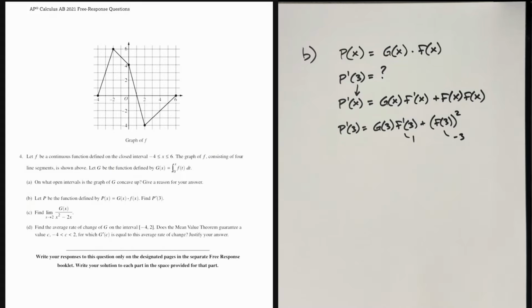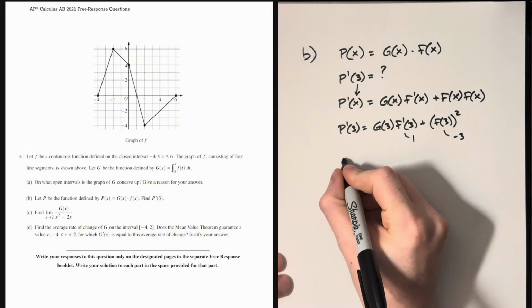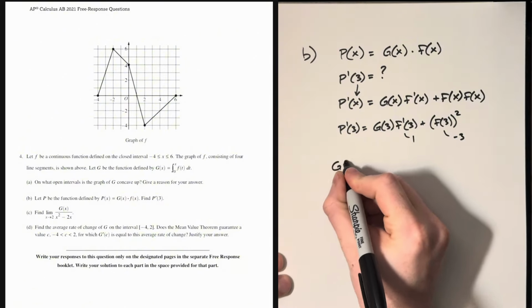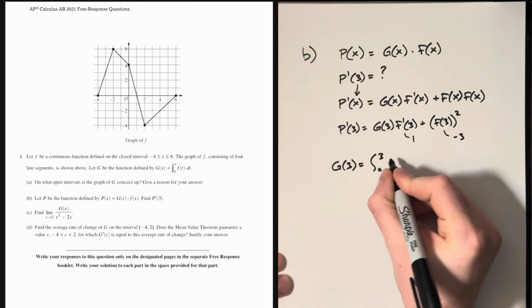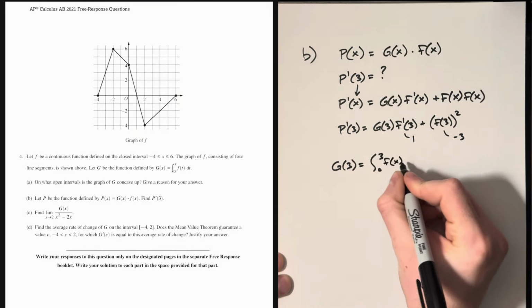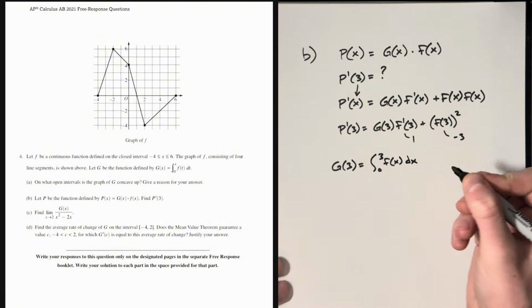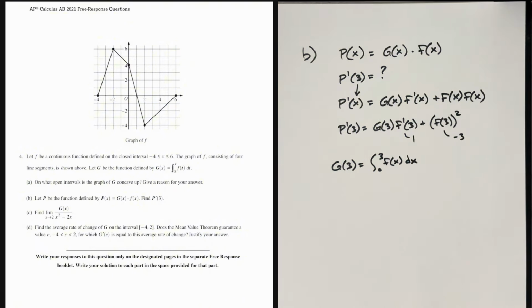Now, g of 3 is going to be a little bit more difficult, right? Because g of 3 is equal to the integral from 0 to 3 of f of x dx. And we don't have a way of necessarily solving this with calculus. It's not like a u-sub, obviously, nothing like that. But what we do have is a graph of f.